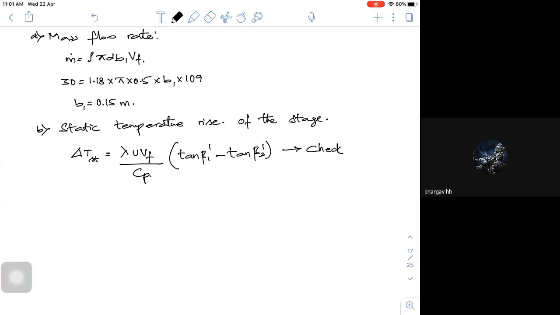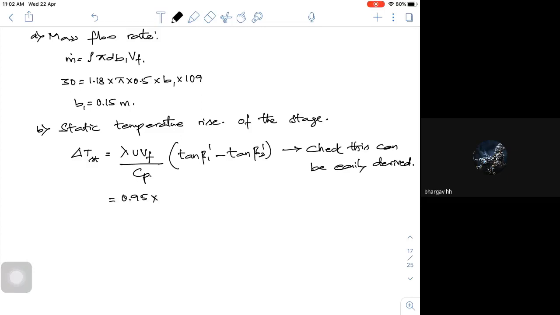Check this, it can be easily derived. I don't have time to derive this formula, but you can do that. So for this particular problem, you have to do that. If I substitute everything, due to time factor, I am not deriving it.